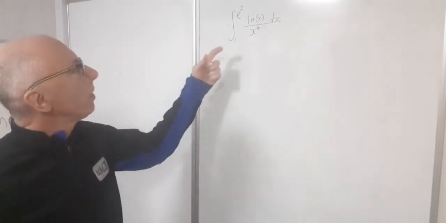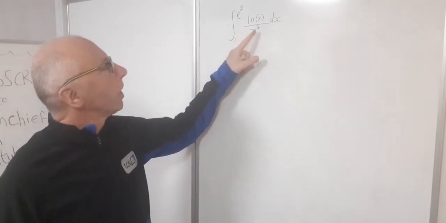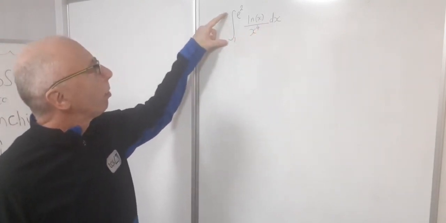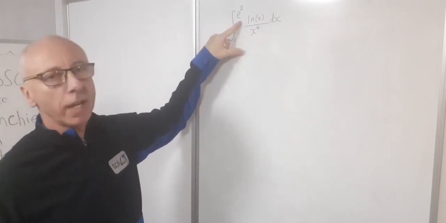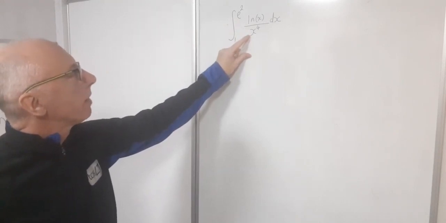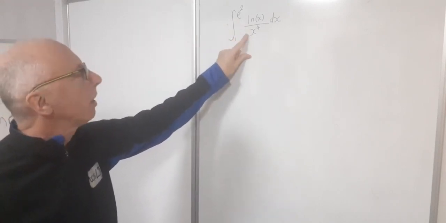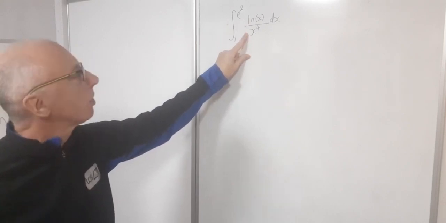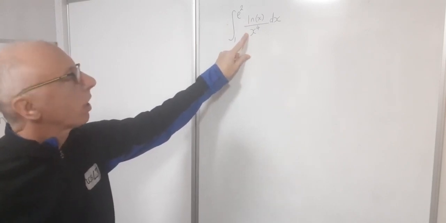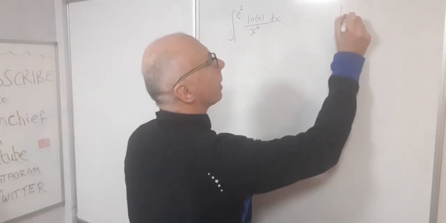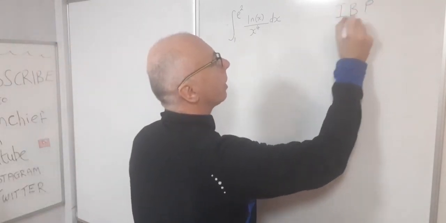Okay, so we're going to try and integrate this function here, log of x divided by x to the power 4 with respect to x, and the parameters are from 1 to e squared. So how are we going to go about this? We've got log of x in the numerator, x to the 4 in the denominator. So two different types of functions, and the best way of going about this is going to be integration by parts.